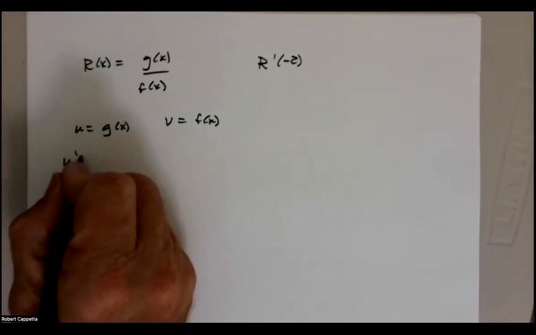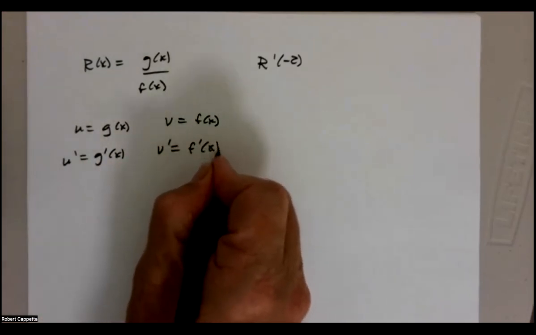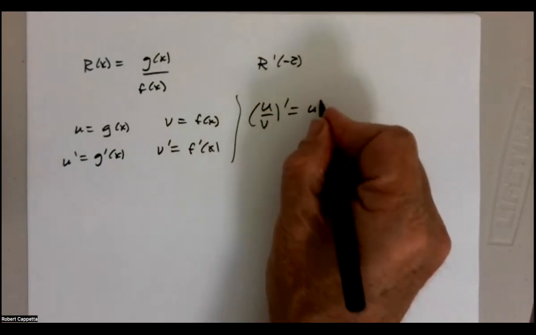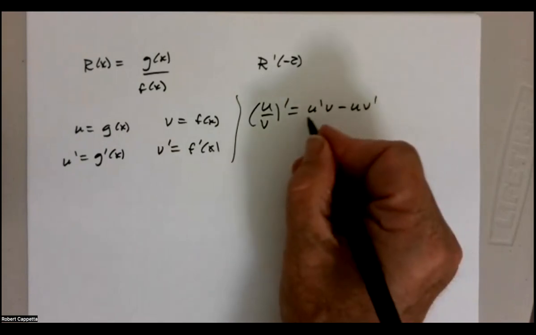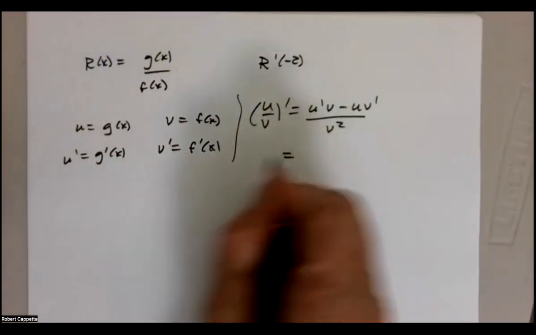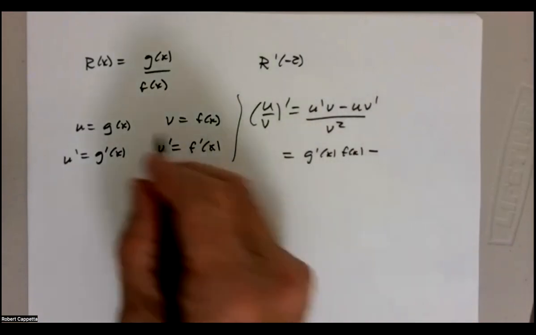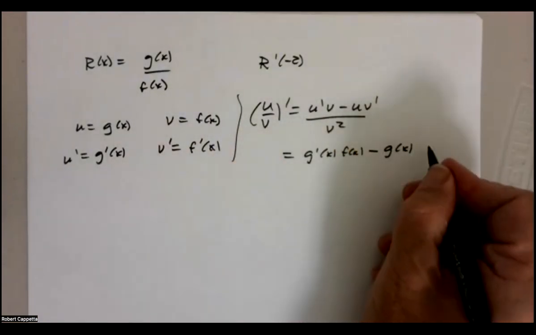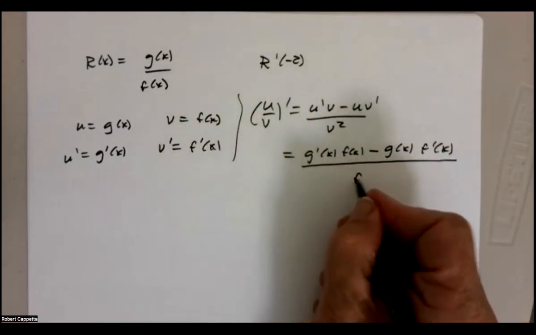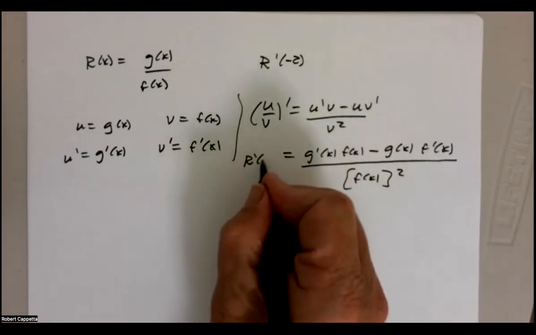So U prime, the derivative of G of X, is G prime of X. V prime, the derivative of F of X, is F prime of X. We know our rule, right? U over V prime is U prime V minus UV prime all over V squared. Okay. U prime V: G prime of X, F of X, minus UV prime: G of X, F prime of X, all over V squared, all over F of X squared. That's my R prime of X, if you will.